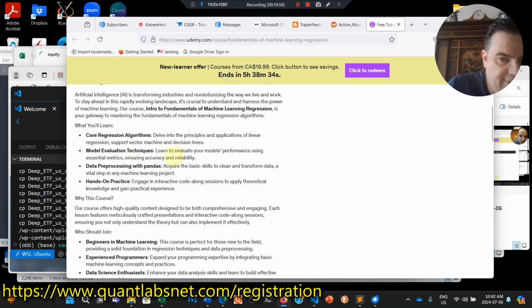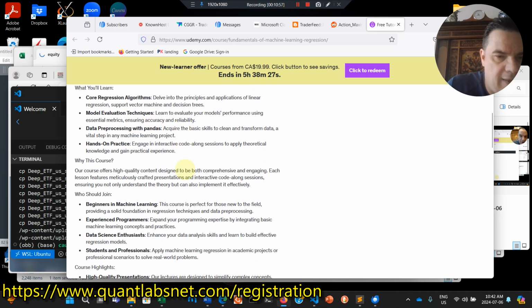Model evaluation techniques, learn to evaluate your model performance using essential metrics, ensuring accuracy and reliability. Pre-processing with pandas, hands-on practice. So you've got the interactive code-along sessions to apply theoretical knowledge and gain practical experience.